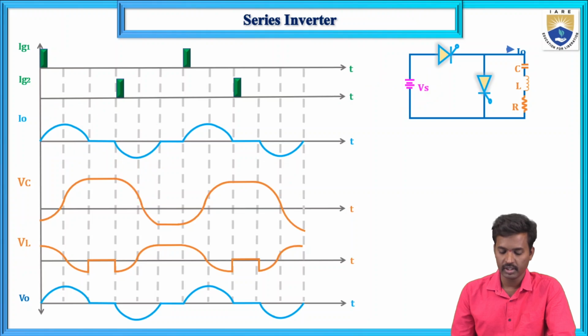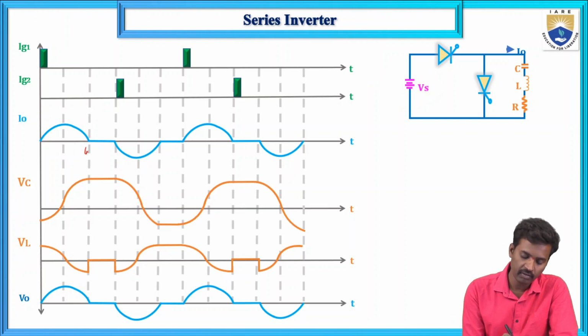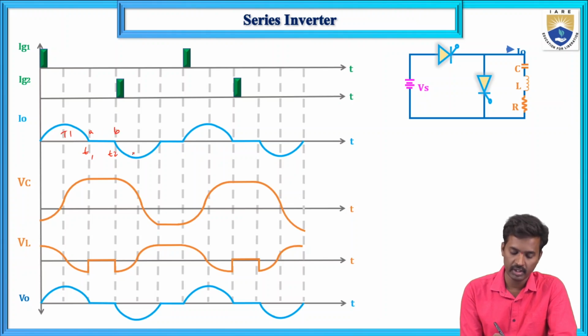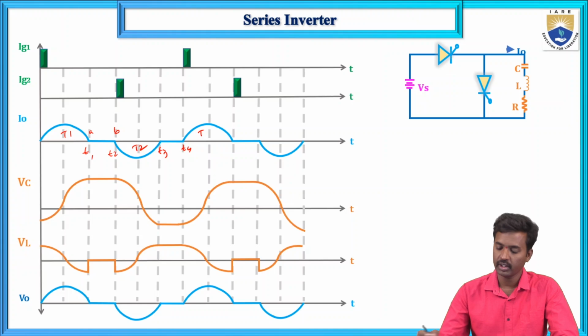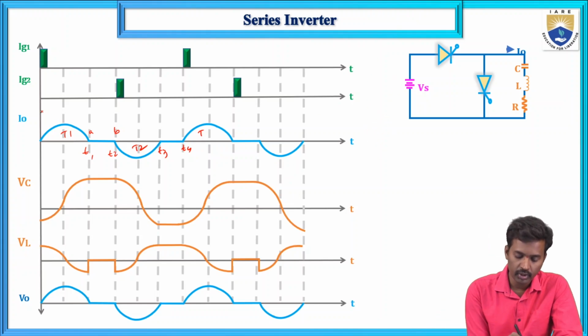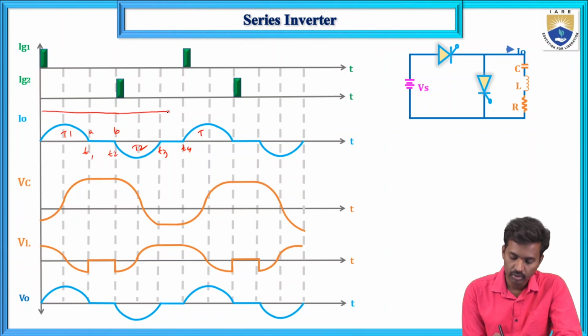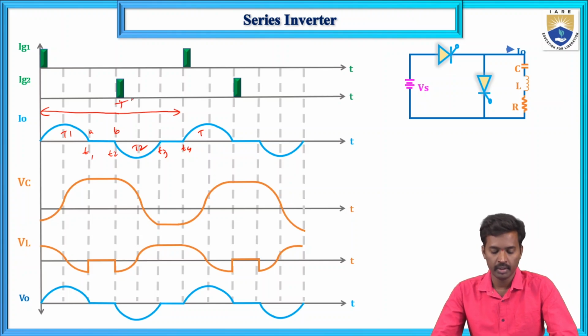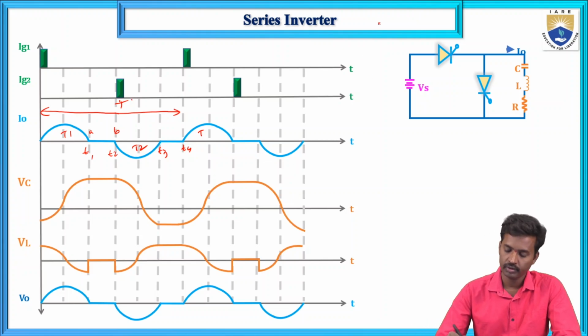So here, what will happen? This is T1 time, this is T2 time, A, and this is B. T1 will conduct, T2 will conduct, and next T3 and T4. So now, what do you mean by inverter circuit? Here is the maximum frequency of the inverter circuit. This is the total time period T, and T by 2 equals this duration.